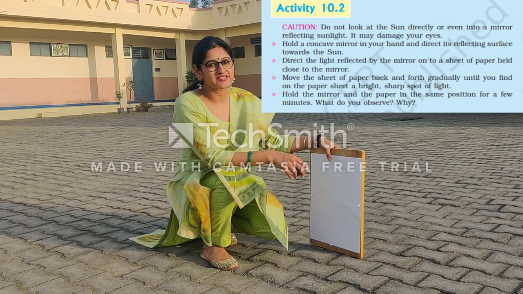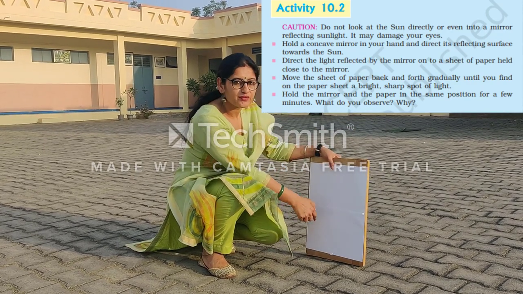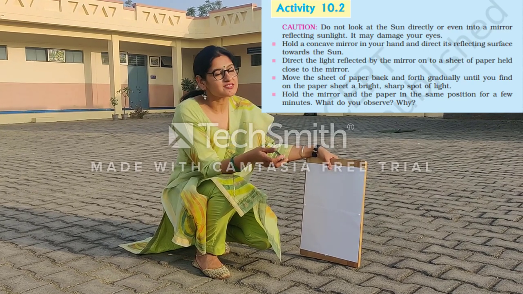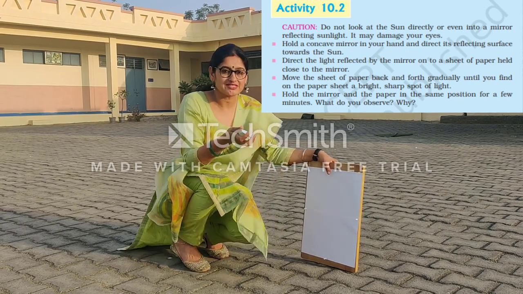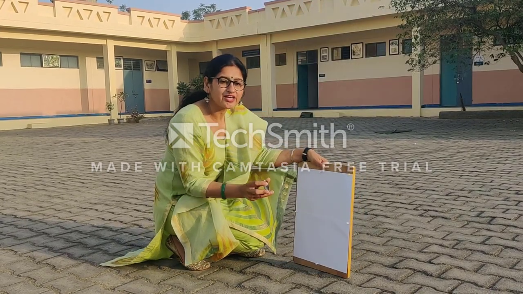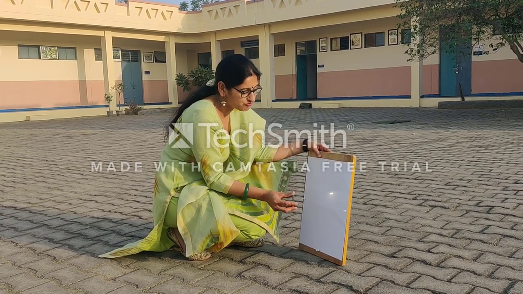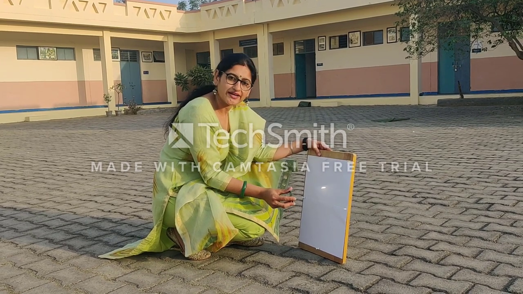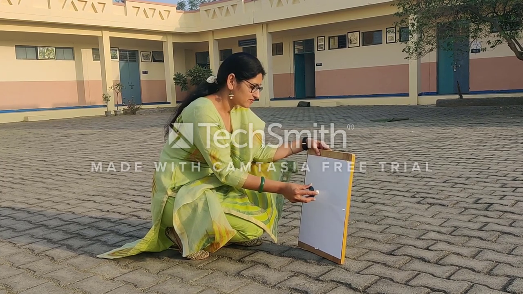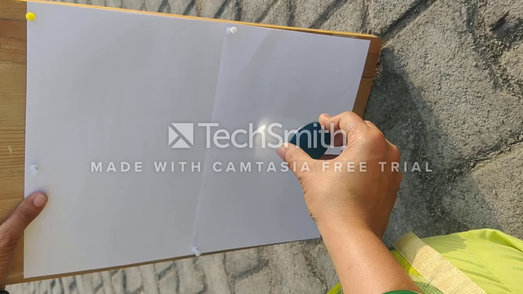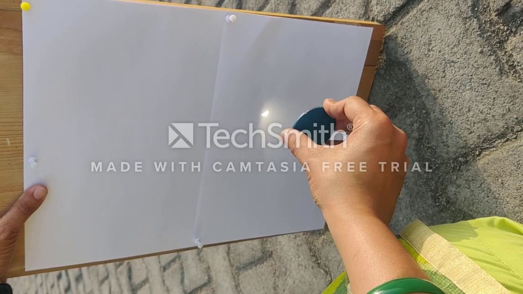Yes students, in our next activity, we have a concave mirror and a white sheet. In this activity, we focus the light from the sun on this paper. For doing this, we will start converging the light from the sun on this paper. You hold the mirror in such a way that a bright point-sized spot of sunlight is focused on the paper. You see a small point-sized image of sunlight is formed on the paper.